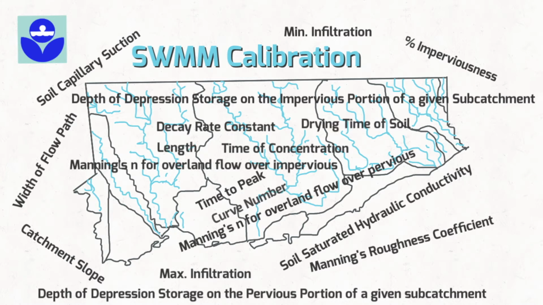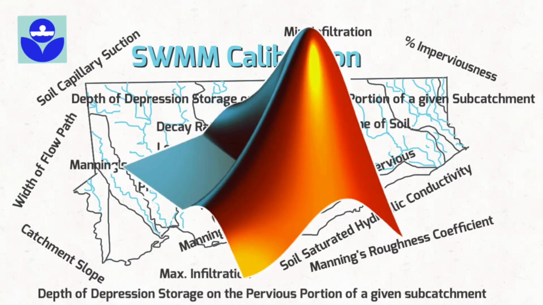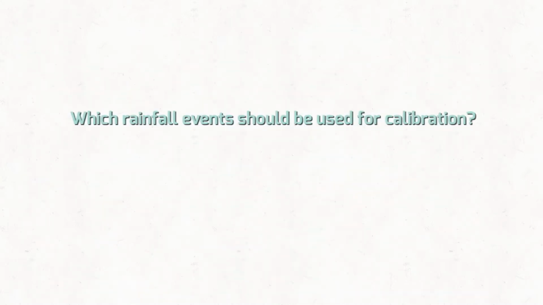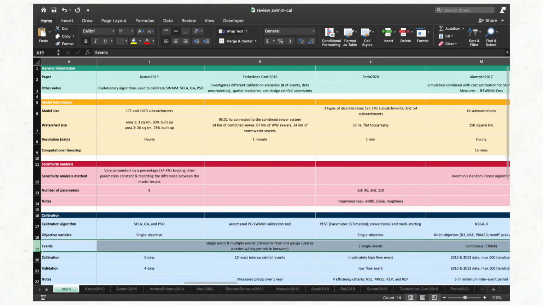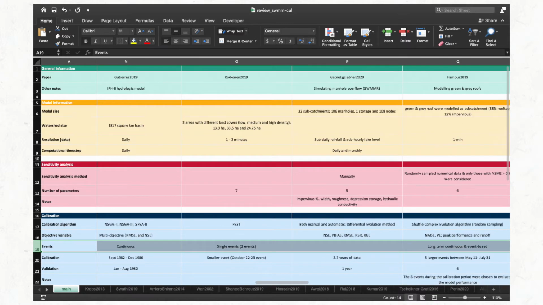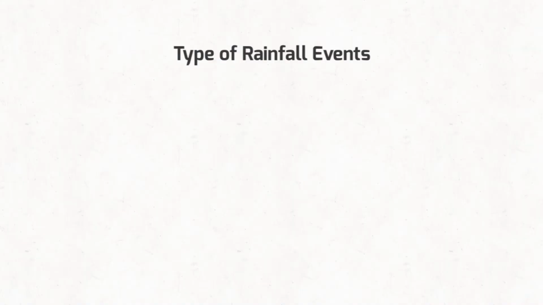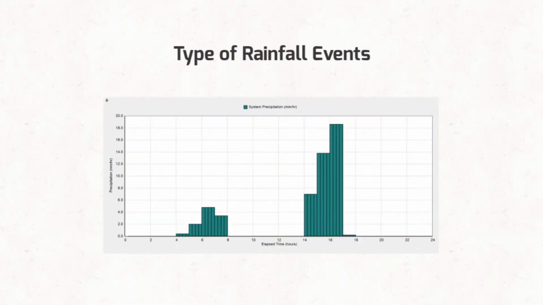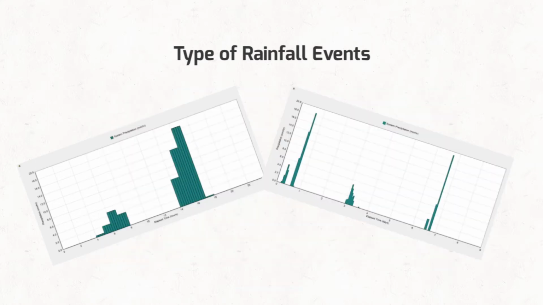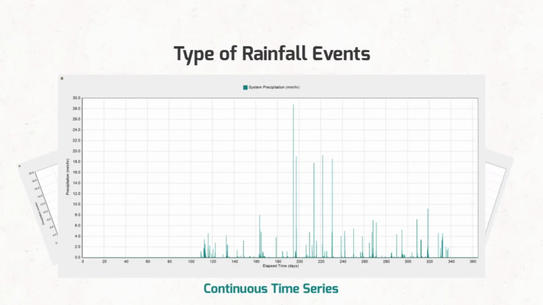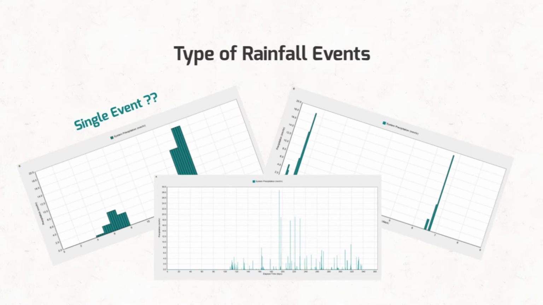This research aims to automate this process through genetic algorithms. Specifically, this research focuses on which rainfall events should be used for calibration. A quick literature review will show you the inconsistencies in the calibration procedures used. More importantly, there is no consensus on which rainfall events should be used, which is problematic because the type of events can vary from single rain events, multi-events, continuous time series, and more. Even more inconsistencies exist in defining what constitutes a single versus a multi-rainfall event.